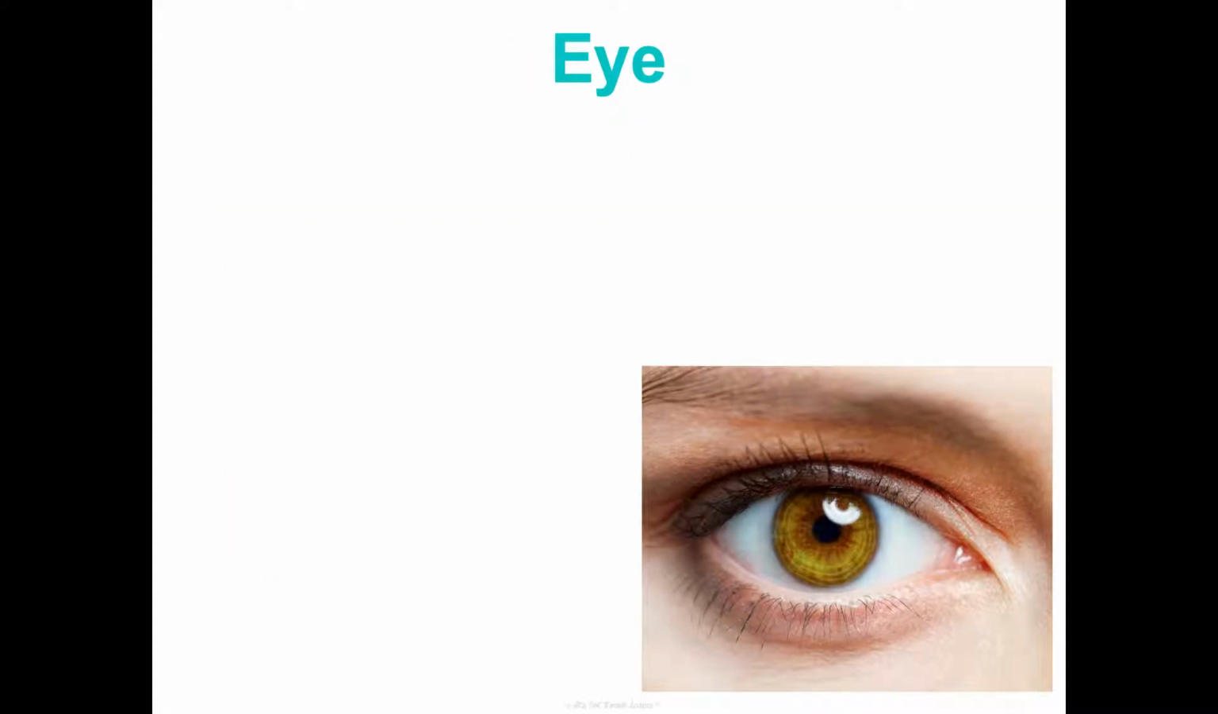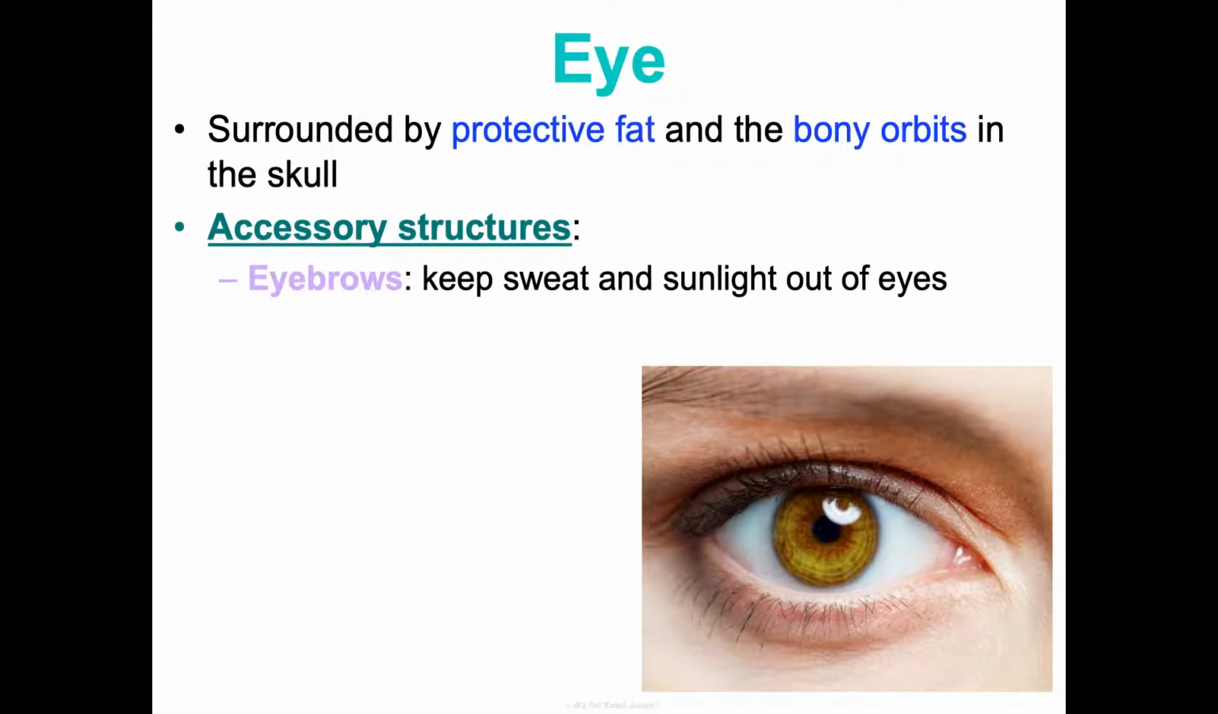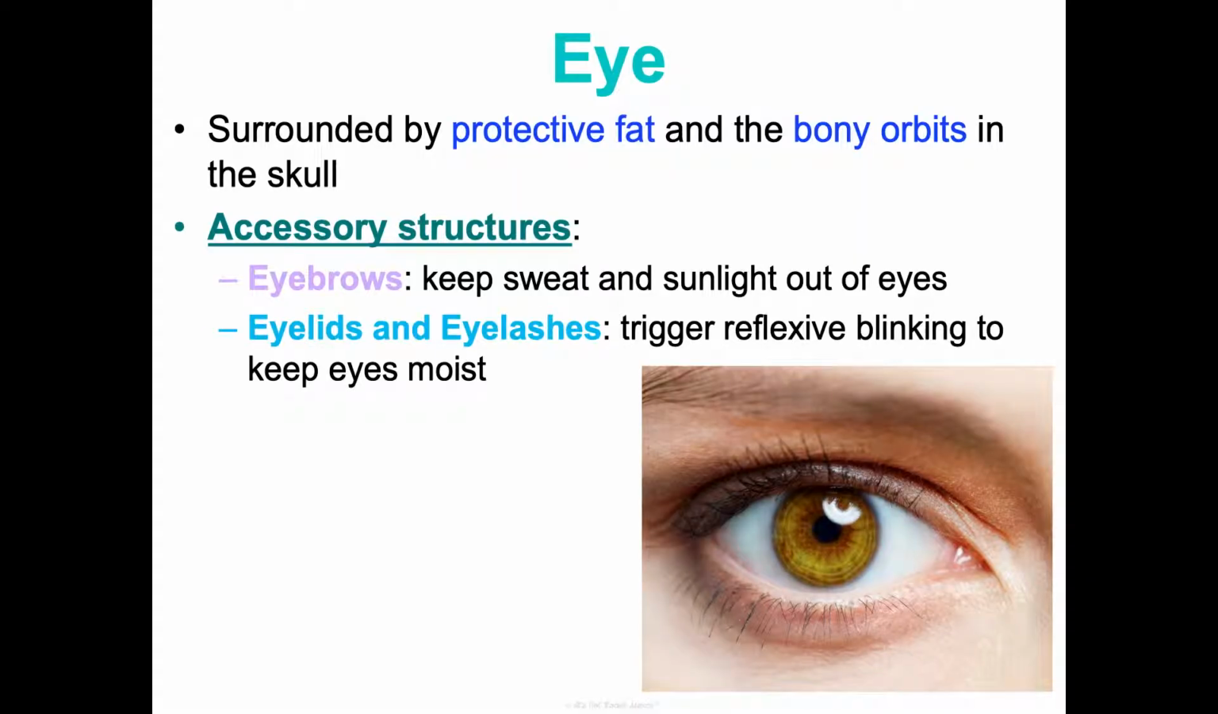So let's talk about the vision sensory organ, which is your eye. It has a crazy interesting structure. So even just on the outside, you have protective fat and then the bony orbits in your skull, which we talked about in the skeletal system, just to protect your eyes. And then we have these accessory structures as well. So your eyebrows, they actually are there to help keep sweat and sunlight out of your eyes, because the way they protrude on that orbit gives you a little bit of shade.